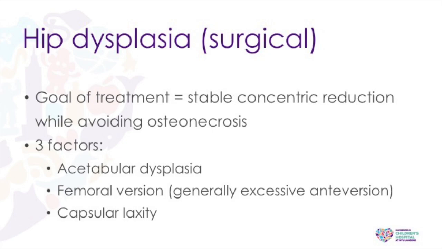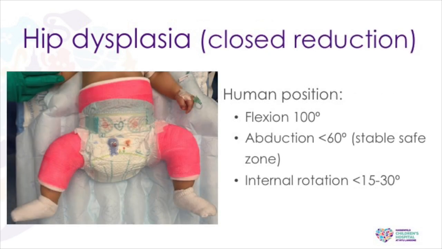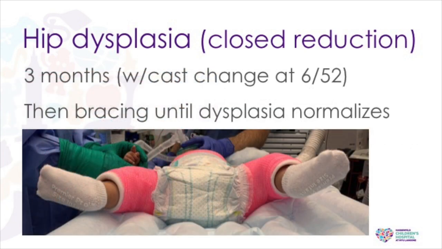In all cases, 3 major factors should be considered: acetabular dysplasia, femoral version, generally excessive anteversion, and capsular laxity. When a closed reduction is done, with or without an adductor tenotomy, the baby should be placed in the so-called human position, with 100 degrees of flexion of the joint, no more than 60 degrees of abduction, as long as the hip is stable within the so-called safe zone, and between 15 and 30 degrees of internal rotation.